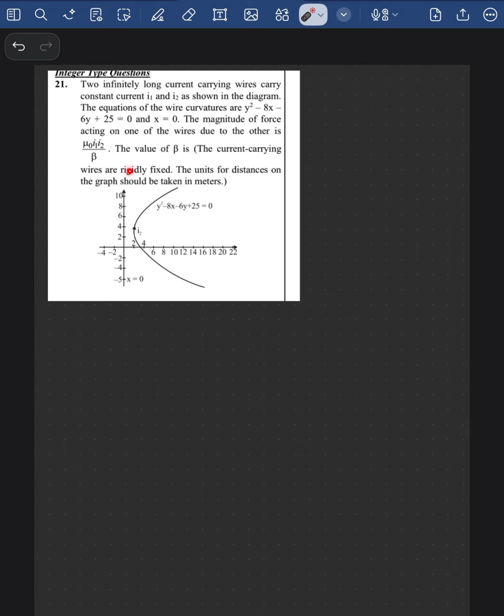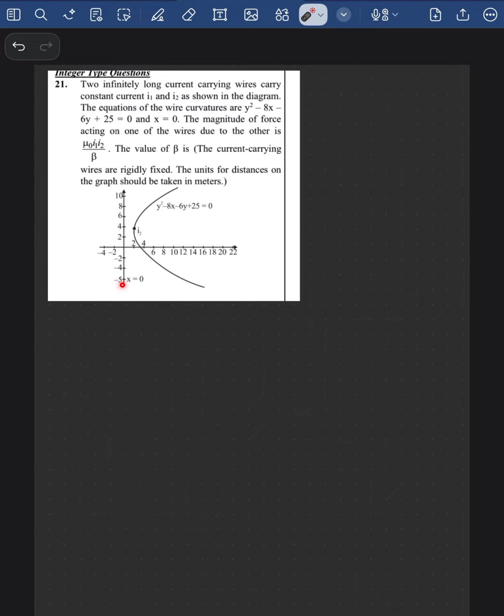One is along x is equal to 0 and the other one is along y squared minus 8x minus 6y plus 25 is equal to 0, which is the equation of this parabola. The magnitude of force acting on one of the wires due to the other is mu naught I1 I2 by beta. So we need to calculate the force acting between the two wires. That's given in the form of mu naught I1 I2 by beta. We need to calculate what the value of beta is over here.